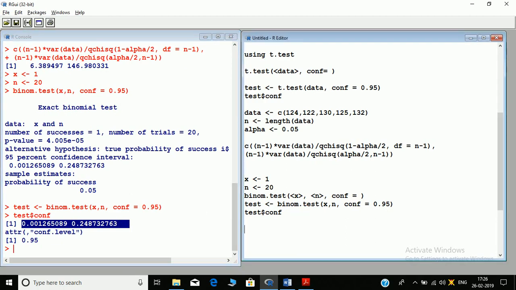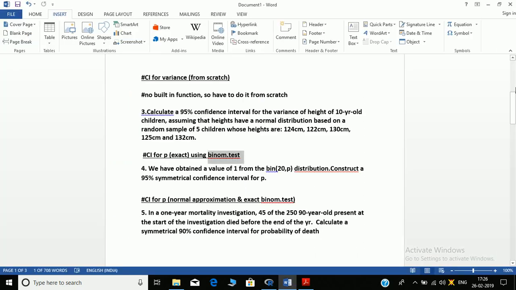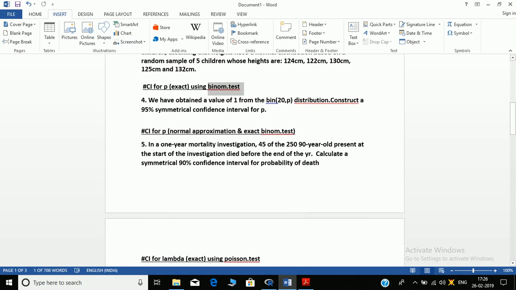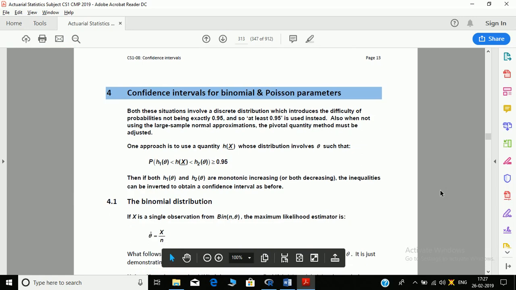Next, CI for p with normal approximation and exact binom.test. We'll use both. In a 1-year mortality investigation, 45 of the 250 90-year-olds present at the start of the investigation died before the end of the year. Calculate a symmetrical 90% confidence interval for the probability of death. So first let's see what the statistic is for this binomial distribution.